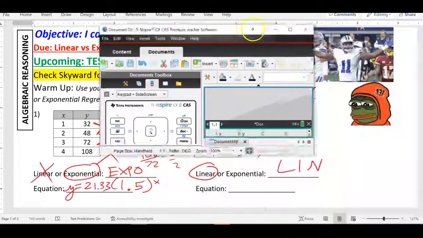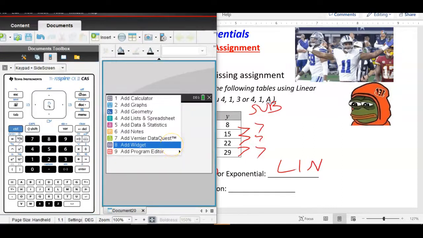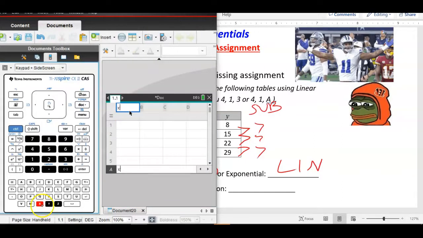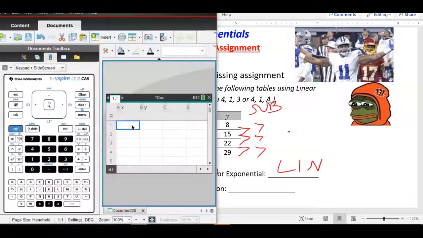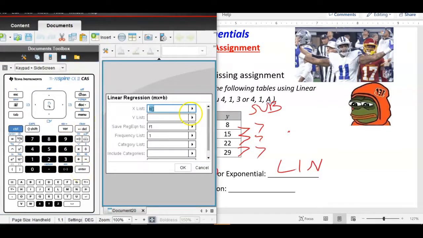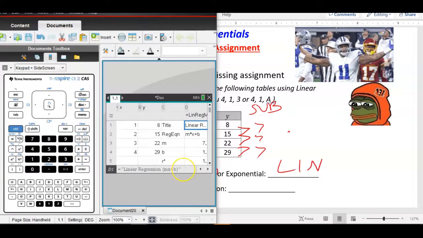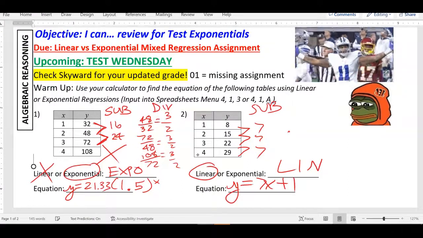So we go to our calculator, we do a new document, spreadsheet, X and Y go at the top. We're going to put in this table here. And then we do menu 413 for a linear equation. And we got our m and our b. So if m is 7 and b is 1, we're going to write y equals 7x plus 1. Okay?